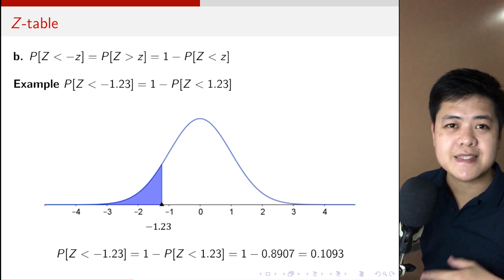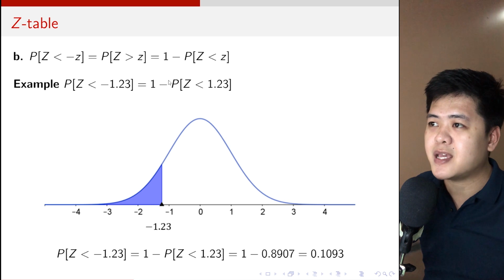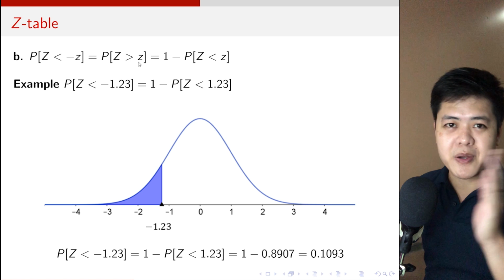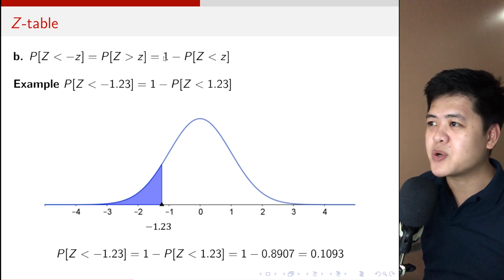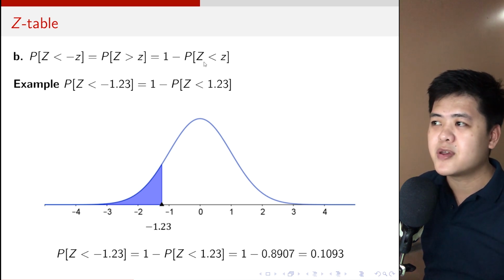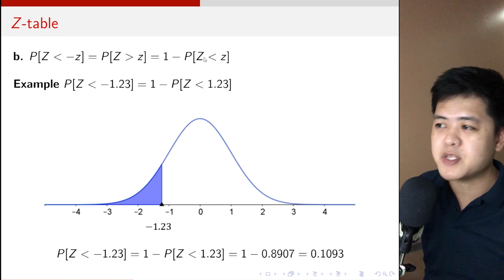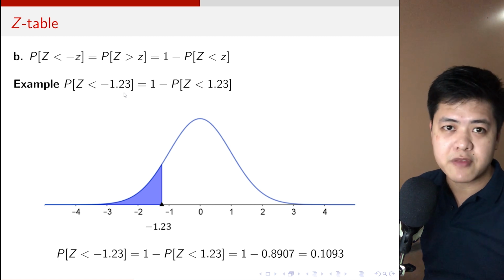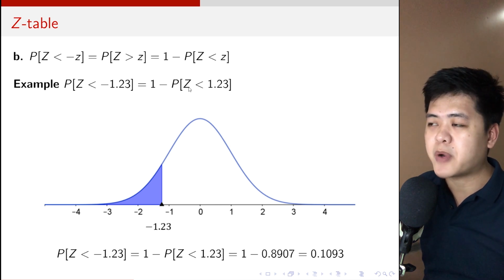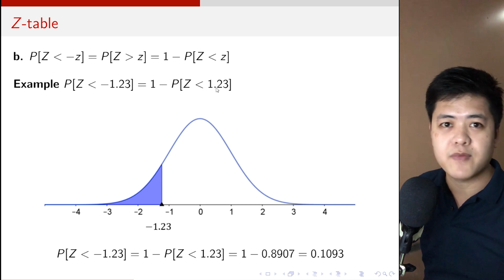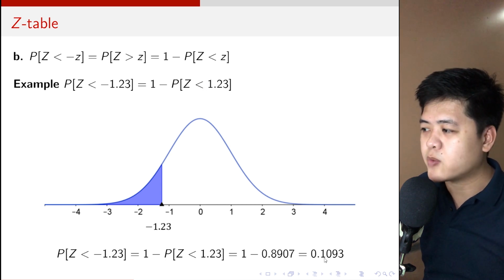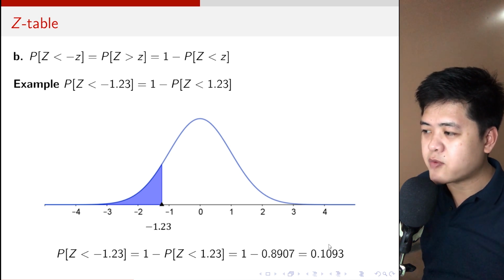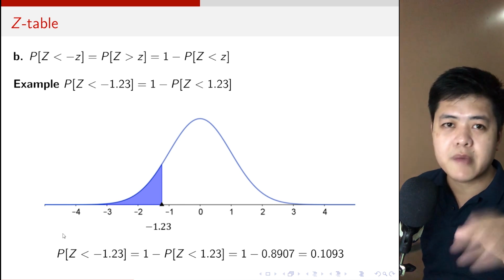Ito, alam na natin to. Less than a negative z. If it's less than a negative z, it's the same thing as getting the area to the right of a positive z. Kasi nga, mirror image lang naman. Symmetric siya. So, all we have to do is to subtract the area of z to the left of positive z from 1. So, for example, if we want to get the probability that z is less than negative 1.23, all we have to do is to subtract the probability of z less than 1.23 from 1, and we'll get 0.1093.